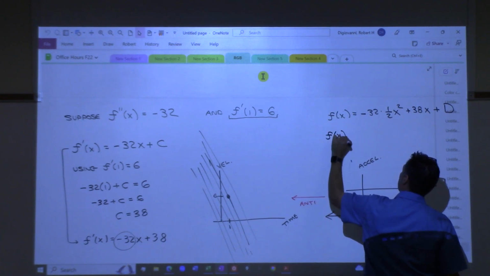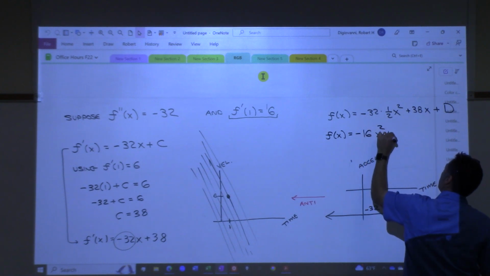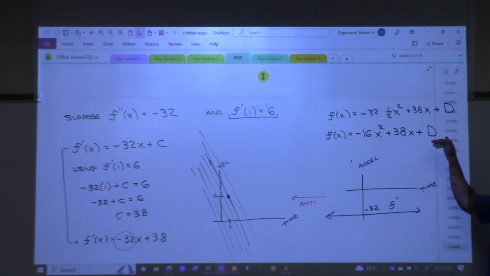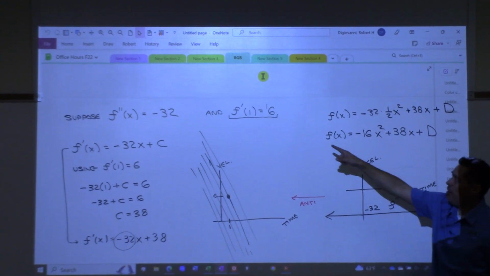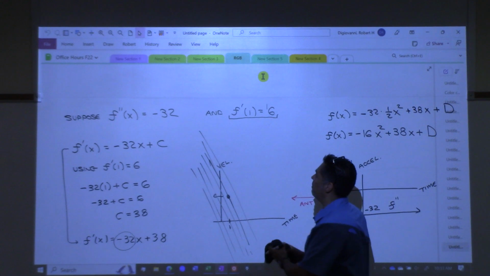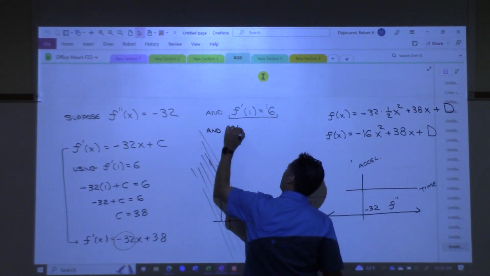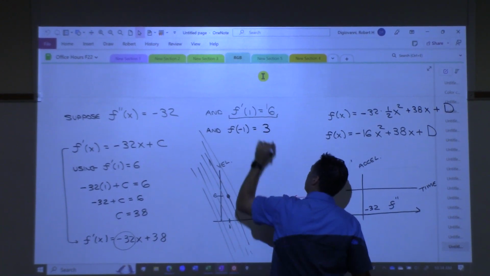This is f of x equals negative 16, because that's what 32 divided by 2 is, x squared plus 38x plus d. So do I have an exact answer? Is this an exact function? No, it's a family again. The only way I can nail down what d is, is if somebody gave me more information. So let me go back up and add one more piece of information: when you plug negative 1 into the function, you get, let's say, 3.